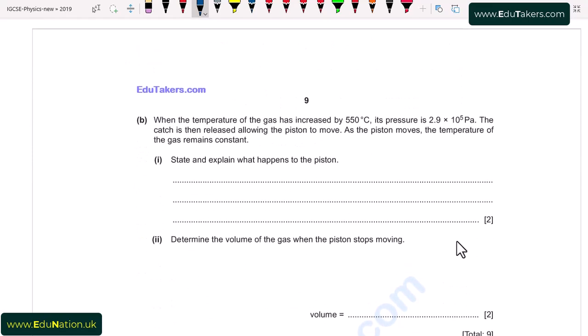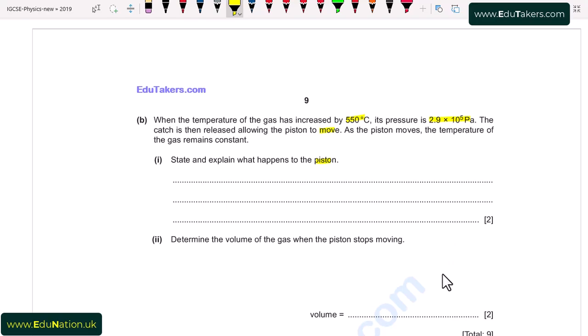When the temperature of gas has increased by 550 degrees C, its pressure is 2.9 × 10^5 Pascal. The catch is then released, allowing the piston to move. As the piston moves, the temperature of the gas remains constant. State and explain what happened to the piston.